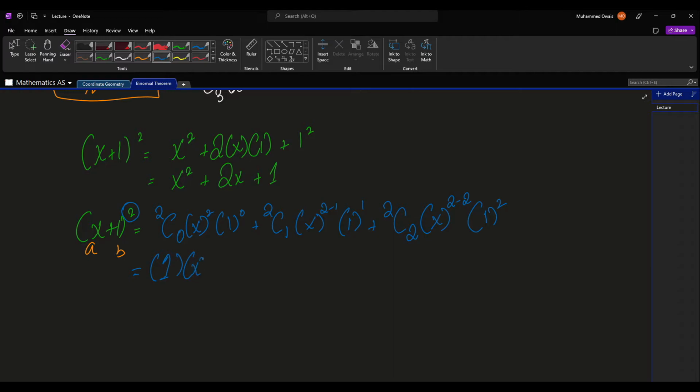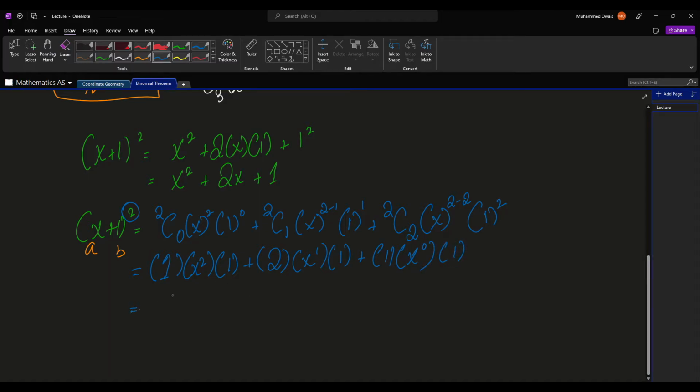And x remains x squared. And 1 power 0 is 1. Plus 2C1. Once again, on the calculator we put in 2, press shift, press C, press 1. This comes out as 2. And x, 2 minus 1 is x powered 1. And now 1 power 1 is 1. Plus 2C2. Once again, calculator, we press 2, shift, C, 2. This comes out as 1. x, 2 minus 2 becomes x power 0. And 1 squared is 1.